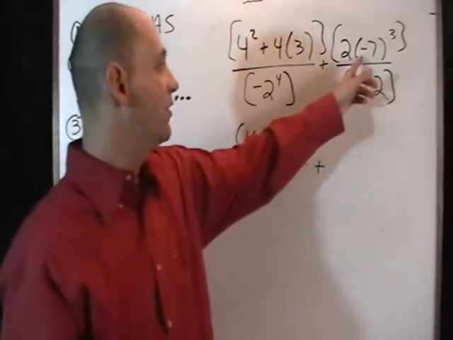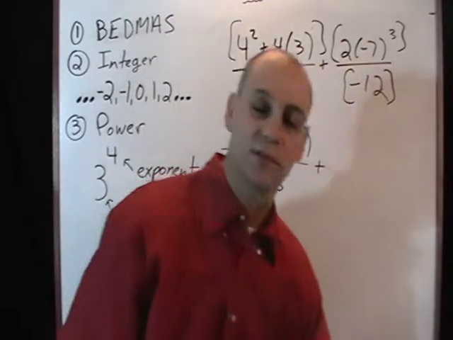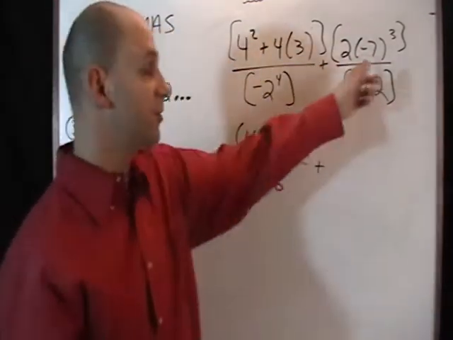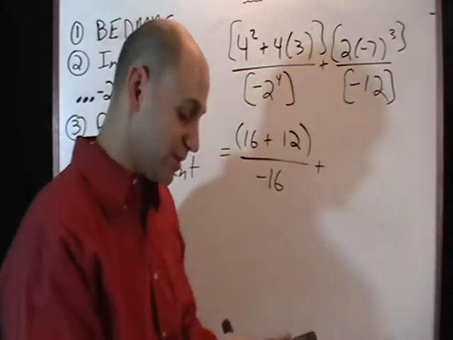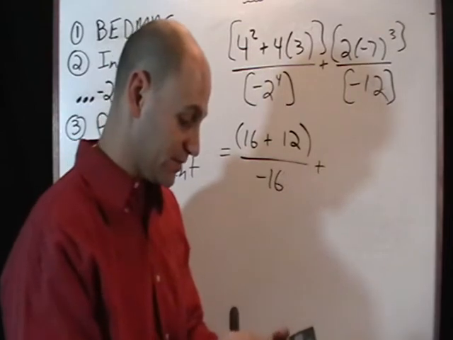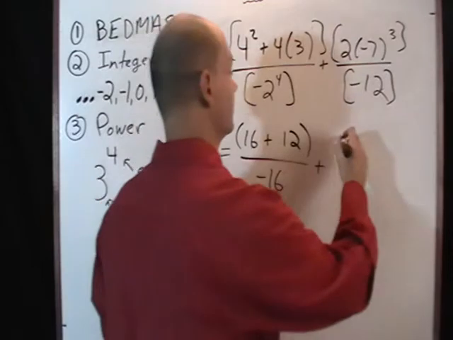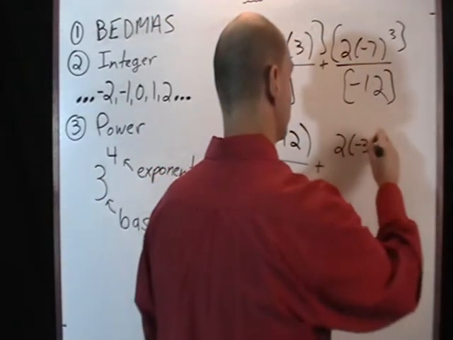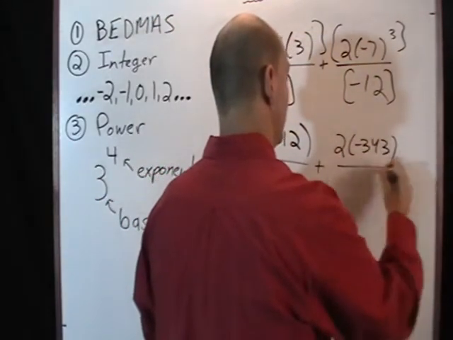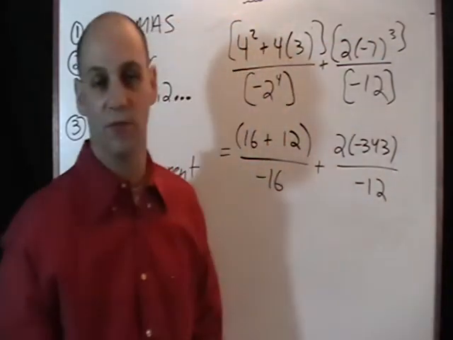Then we move on to this one. And we've got 2 times negative 7 to the 3rd. And we're going to do the exponent first again. So just simply take out your calculator and type in negative 7 to the exponent 3, and you'll get negative 343. And that's divided by negative 12.